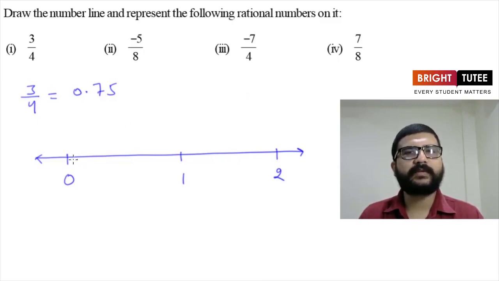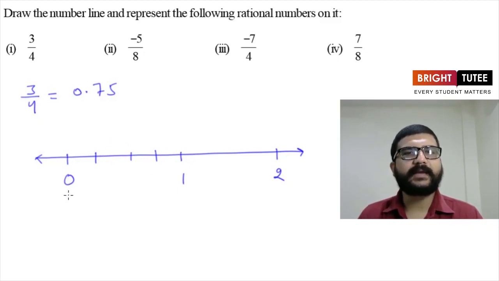Now what we will do, we will divide region between 0 and 1 into 4 equal parts because the denominator here is 4. Now we have to divide this region between 0 and 1 into 4 equal parts using 3 markers. So it will be like this, 1, 2 and 3. So now this region has been divided into 4 equal parts. We have to divide them equally using scale. So here we are just roughly dividing them into 4 equal parts.